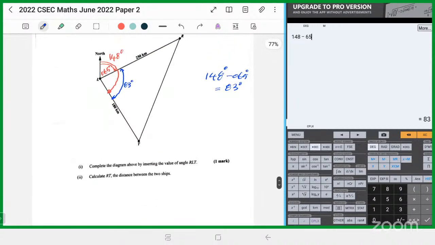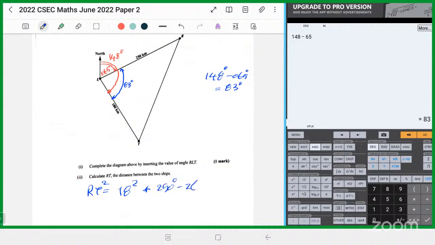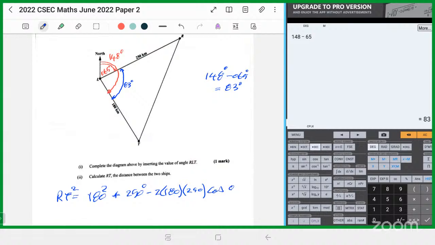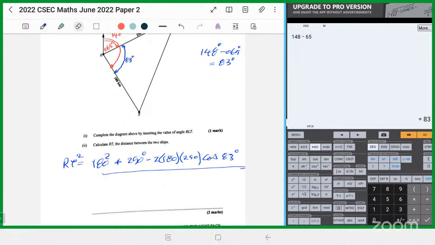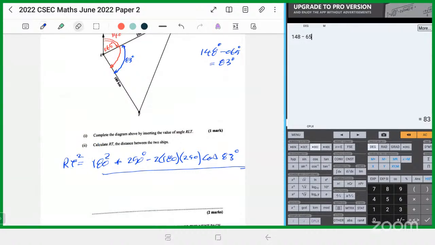RT squared equals this side squared plus that side squared. That's 180 squared plus 250 squared. Then subtract twice the 180 times the 250, and then times the cosine of the angle between them. Then we will work this out and then take the square root. I'm going to take off the square and the square root in one go. I can practice doing it that way. So I'm going to take off the square and square root all of it.